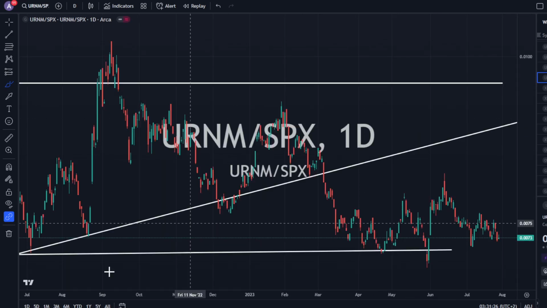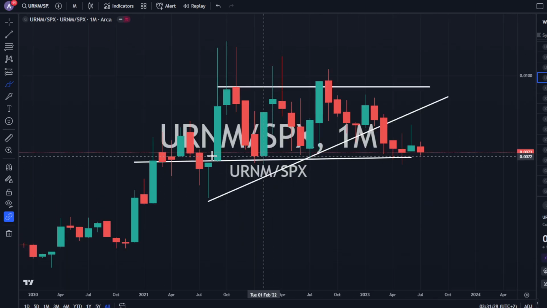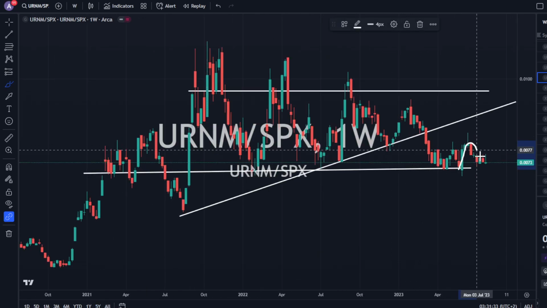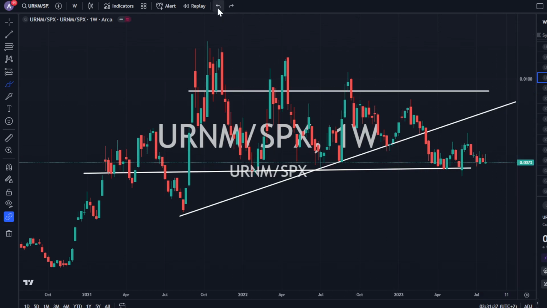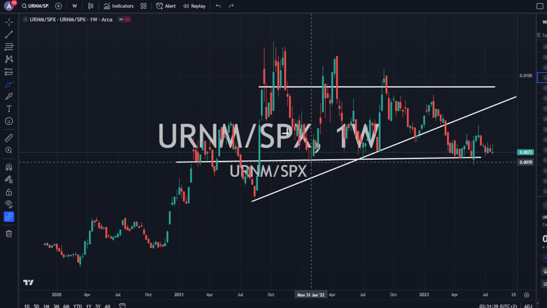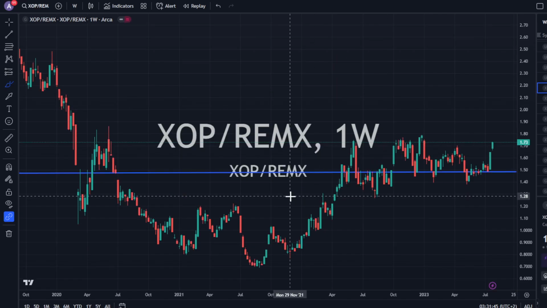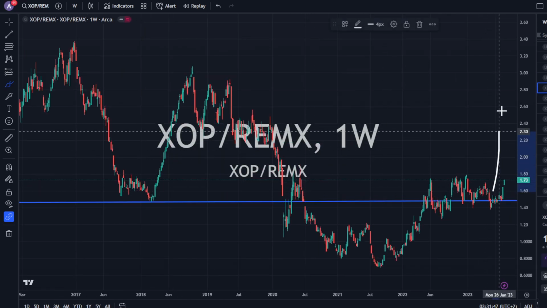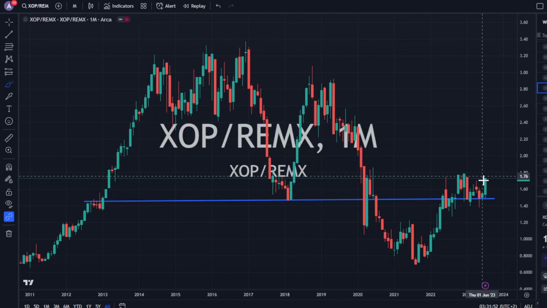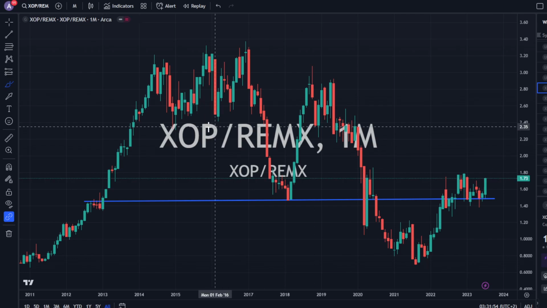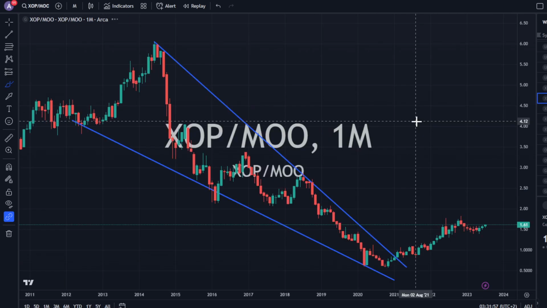Then we've got URNM versus SPX. It's just right on support, it looks like, is what I'm seeing here. Right on support, holding. Hopefully we can get a nice big move to the upside where URNM outperforms SPX. That could also mean that SPX falls and URNM doesn't fall as much. Going to XOP. So XOP versus REMX, it looks like it's ripping to the upside. That hopefully can continue. But that looks pretty good for a move higher, where XOP will outperform.